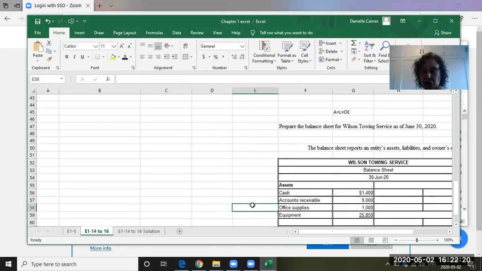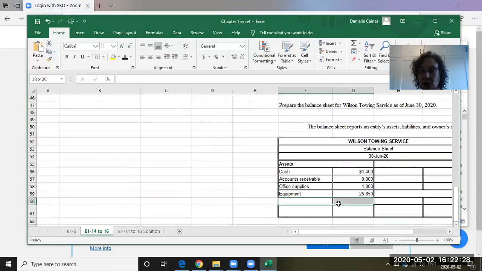So we have our cash, $1,400, our accounts receivable, $9,000, office supplies, $1,000, and equipment, $25,850. And then we will put our total assets. So there's our total assets, $37,250, dollar sign at the top, dollar sign at the bottom, a single underline to say that we're adding these four numbers, and our double underline, our total assets.